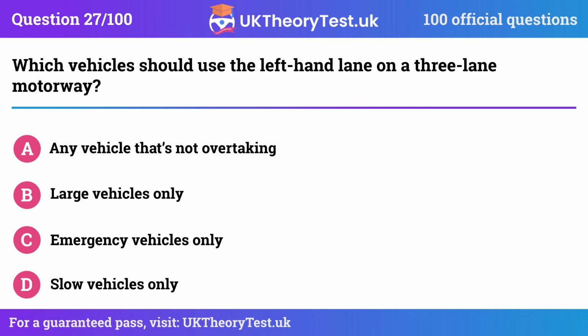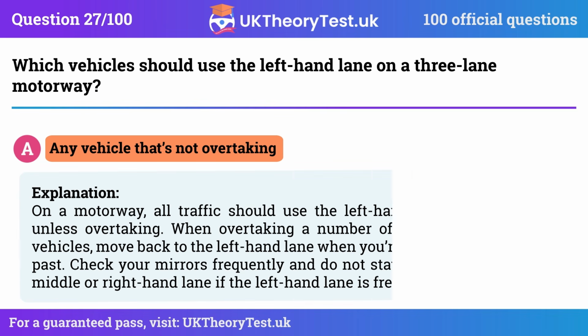The correct answer is A. Any vehicle that's not overtaking. Explanation: on a motorway, all traffic should use the left-hand lane unless overtaking. When overtaking a number of slower vehicles, move back to the left-hand lane when you've safely passed. Check your mirrors frequently, and do not stay in the middle or right-hand lane if the left-hand lane is free.